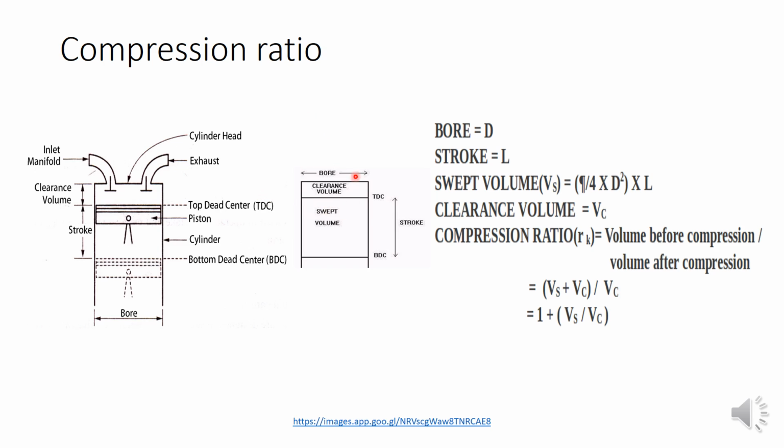So first you have to understand what TDC and BDC are, then what stroke is, then what bore is, then what the volumes related to an engine are: swept volume, clearance volume and total volume, and finally what compression ratio is. Next session we will discuss the working of the 4-stroke and 2-stroke engine.